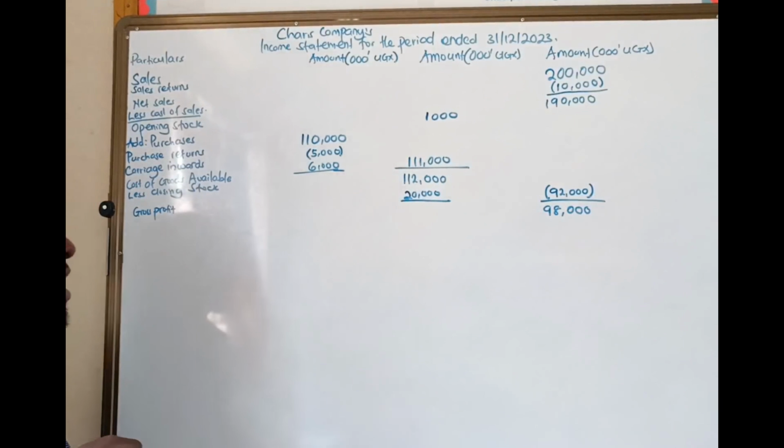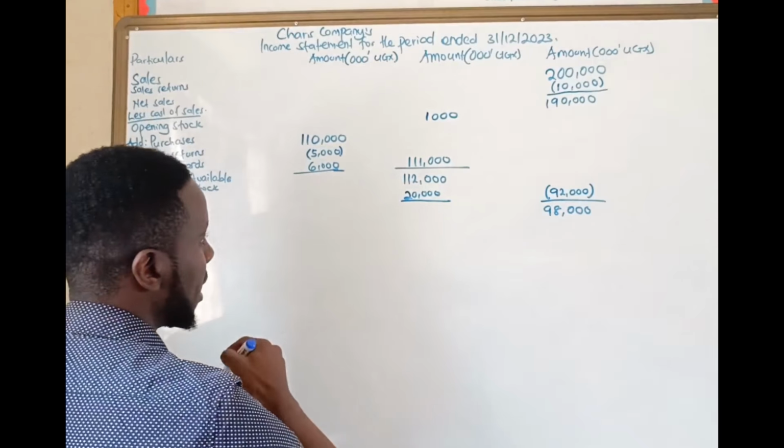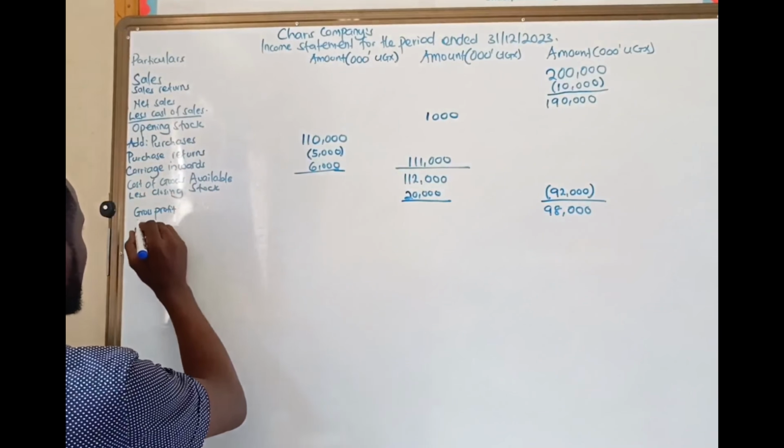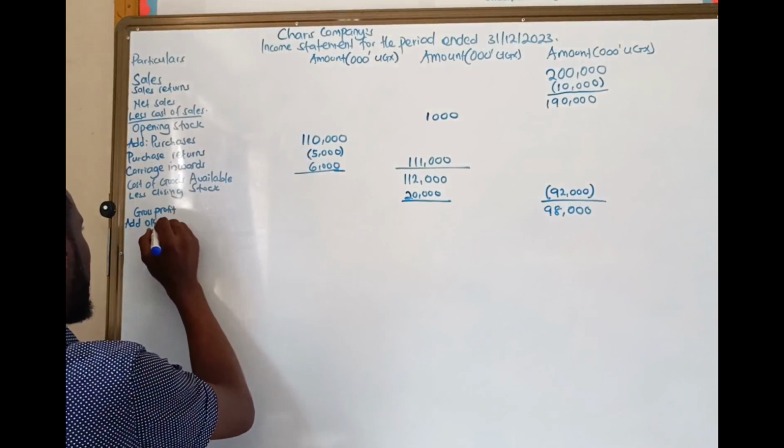Now, we are done with the trading account. So next, we are going to see the profit and loss account. So we are going to start with other incomes. Add other incomes.